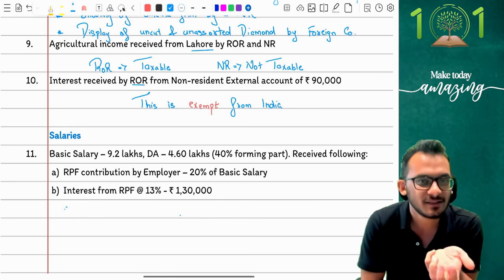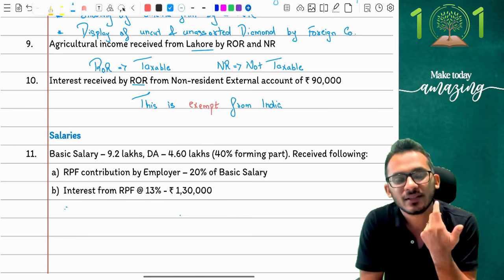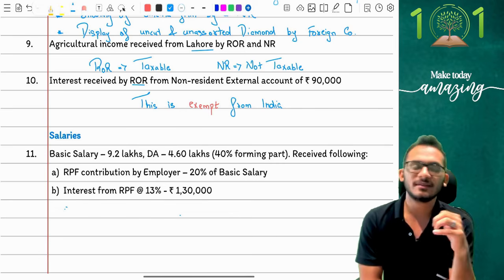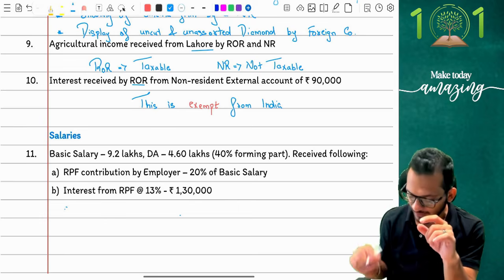When the NRE income itself is exempt, technically my income is now 0. With my income being 0, there is no reason for me to file a return in India. I can straight out say the whole income is exempt, no return to be filed, matter over. That's the impact here, so be very, very careful on this.